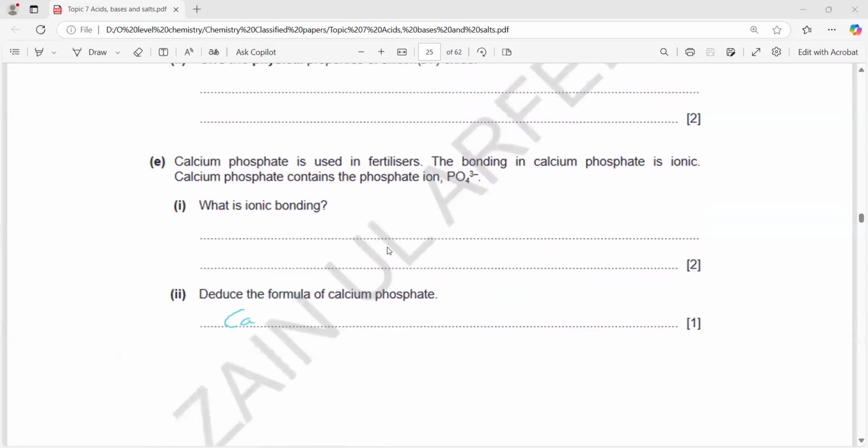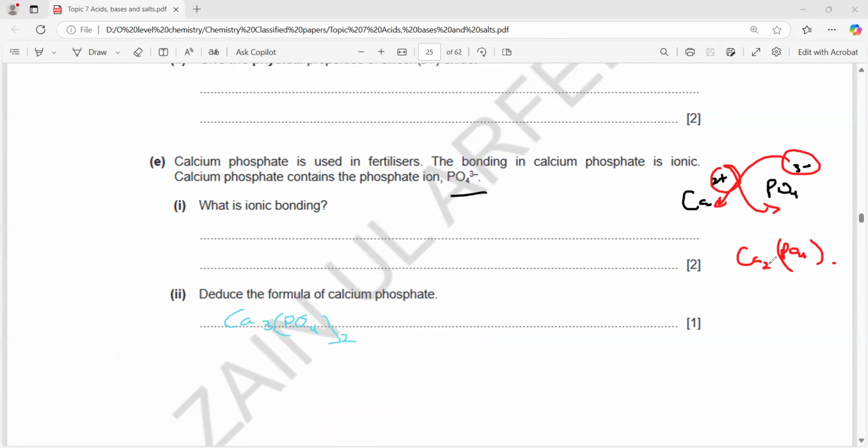Next is deduce a formula for calcium phosphate. How do we deduce the formula? Calcium belongs to group 2, so it will be 2+, and the phosphate valency is given as 3-. When the valencies are not the same, we just cross multiply. So this 3 is with calcium and 2 with phosphate. So it will be Ca2, PO4 in a bracket. Sorry, this will be 3 and this will be 2 because of the cross multiplication.